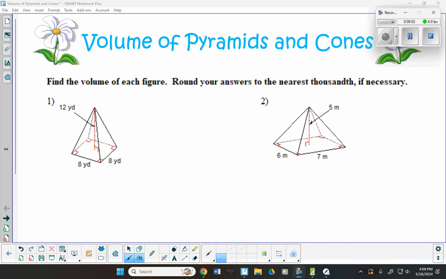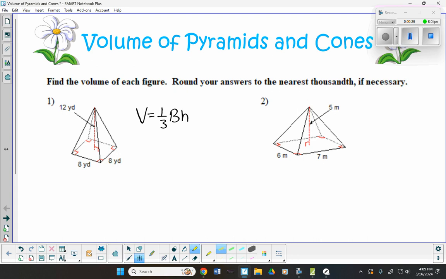Hi, this is the lesson on how to find the volume of pyramids and cones and also spheres. So first, the first figure we have is a pyramid. And so we go to our formula sheet, we look at the formula for the volume of a pyramid, and it is 1/3 times the area of the base times the height.